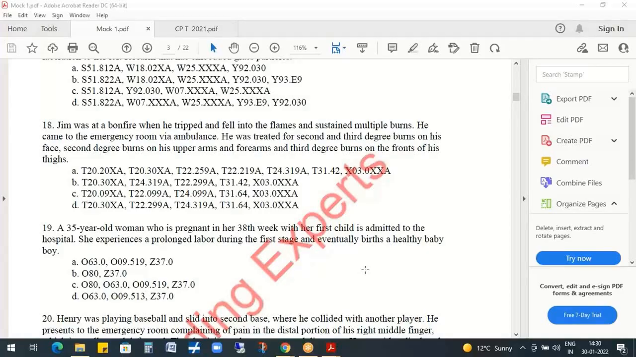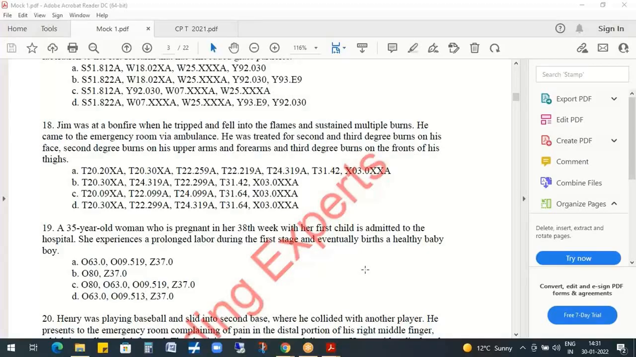Yes, sir. I rule out options A and C. But the difference is T31.42 and T31.64. That means burn percentage. You are having different options already. If you see options B and D, T24.319A is there, T22.299A is there. You can rule out from there itself.